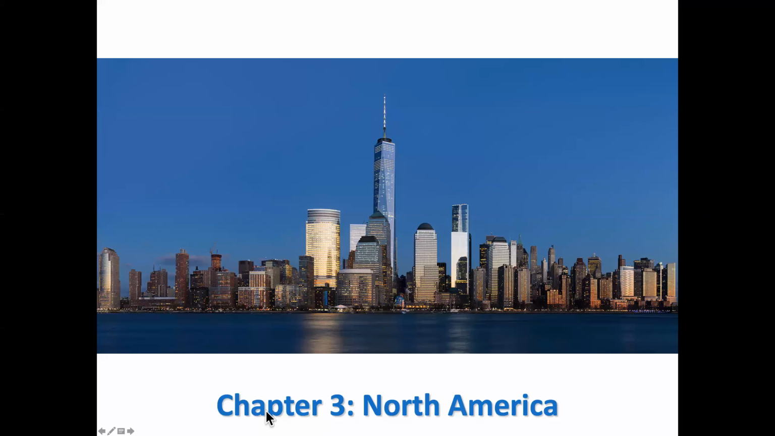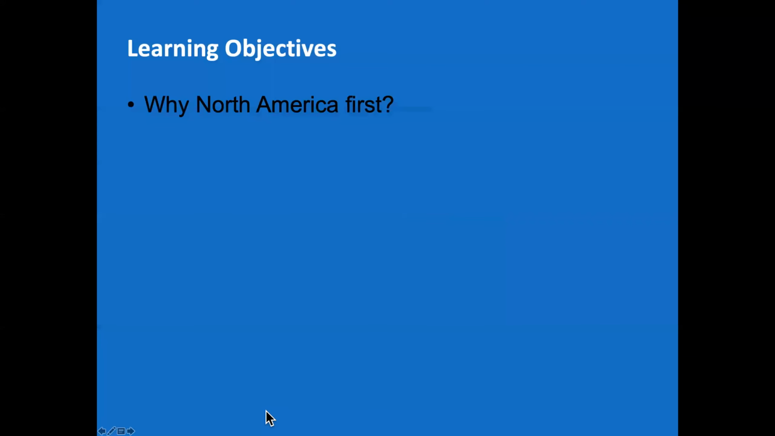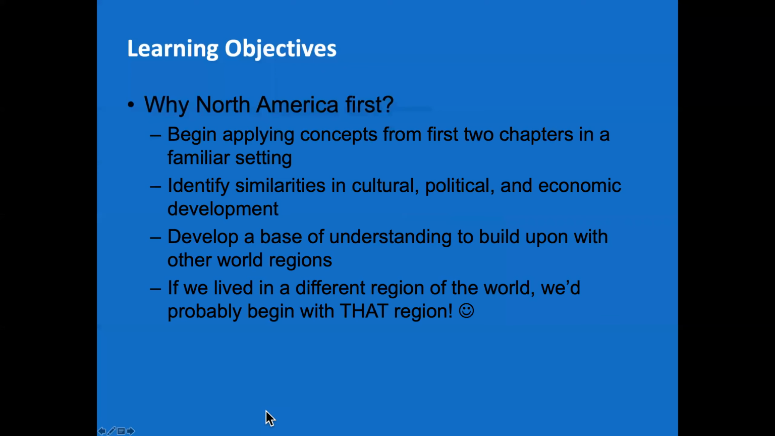So North America, here's an image of, of course, New York City. It's very indicative of North America. Yes, the United States, but just North America in general. Why first North America? Well, it's where we happen to be. So if we lived in a different region, then we'd probably begin with that region. That's basically why the book sets it up as it is. You begin with what is most known, most comfortable, easiest to understand.